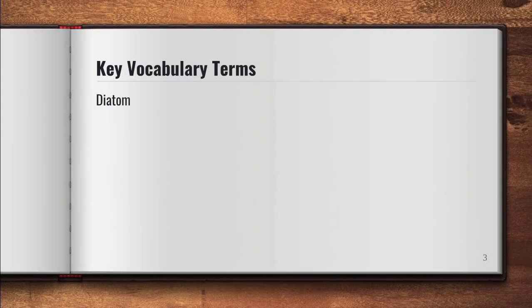And some key vocabulary terms for this particular unit include the word diatom. Now, we've already talked a little bit about diatoms.